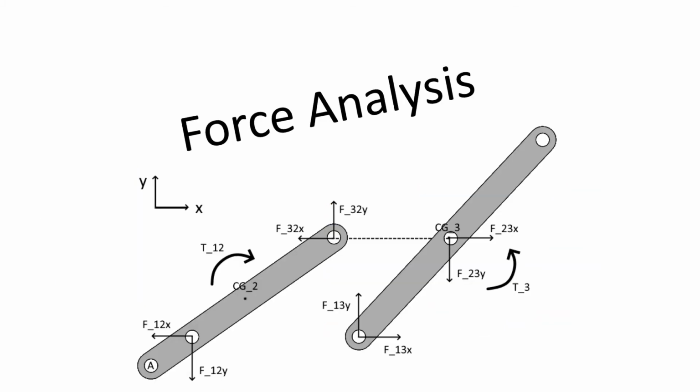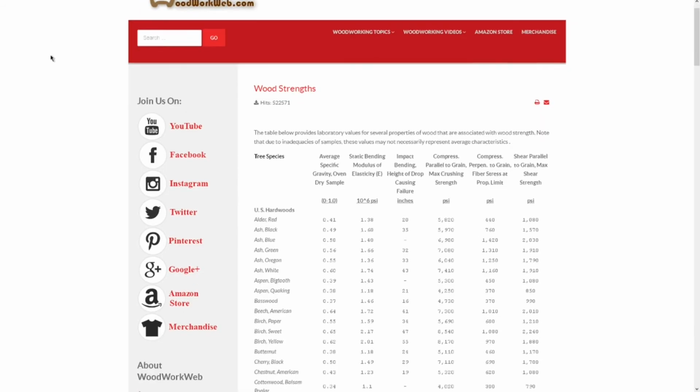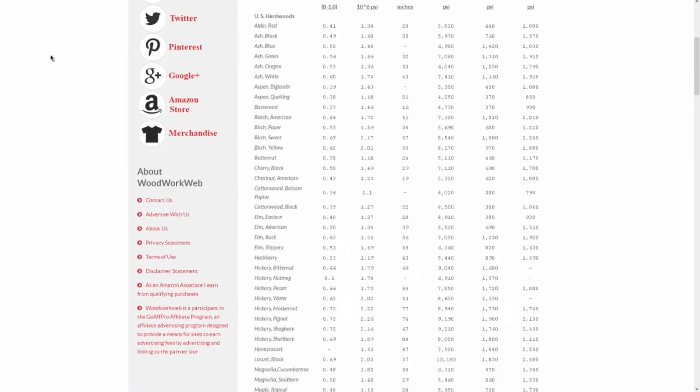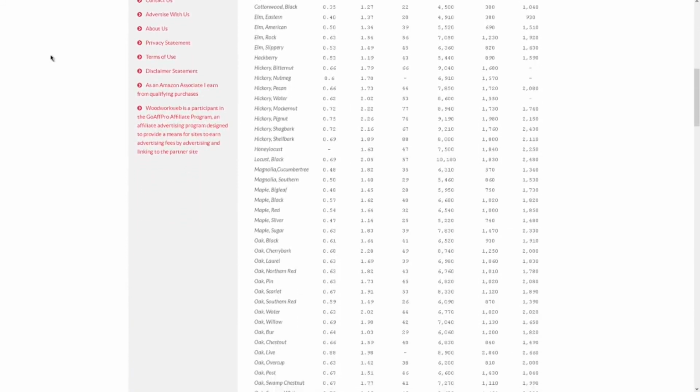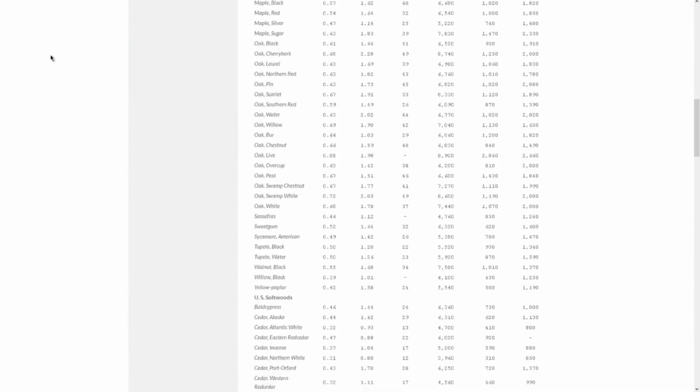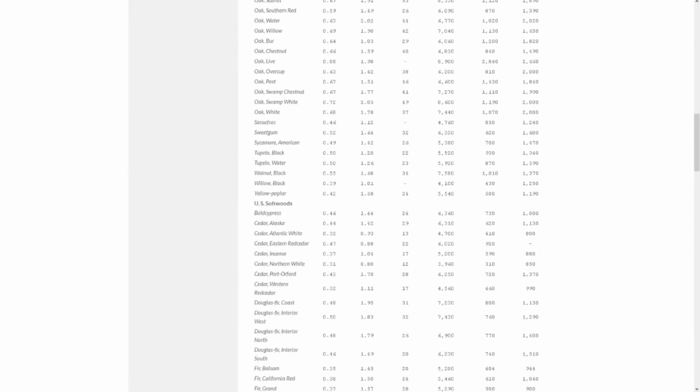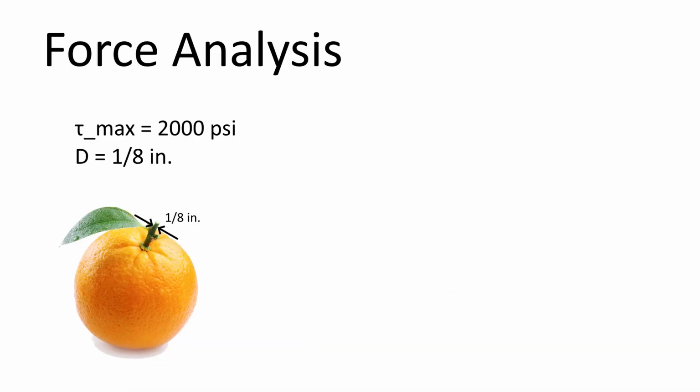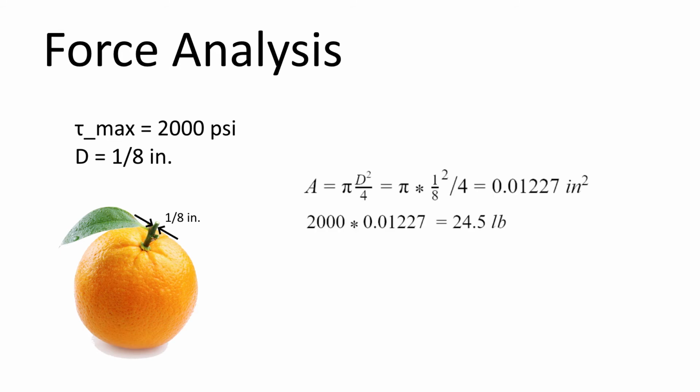For the force analysis, the goal is to find the required input force to cut through the fruit stem. Looking at a chart for the maximum shear stress of various woods from woodworkweb.com, we find a value of 2000 psi for the maximum shear stress, as that is the average for US hardwoods. Assuming a typical fruit stem to be 1/8 of an inch in diameter, we can calculate the required shear force to be approximately 24.5 pounds, or about 100 newtons.